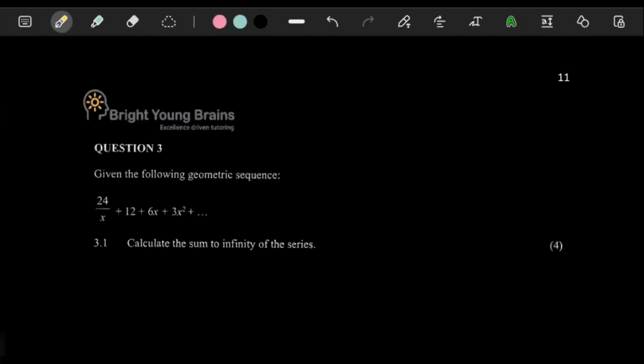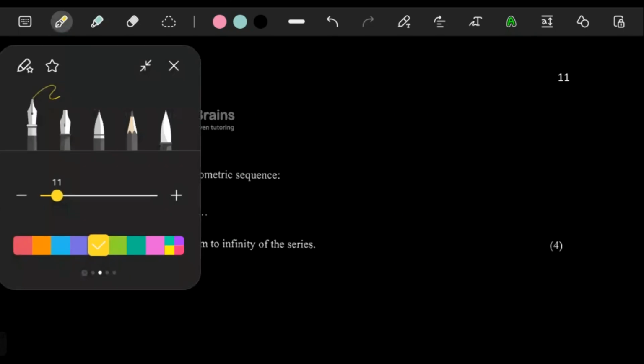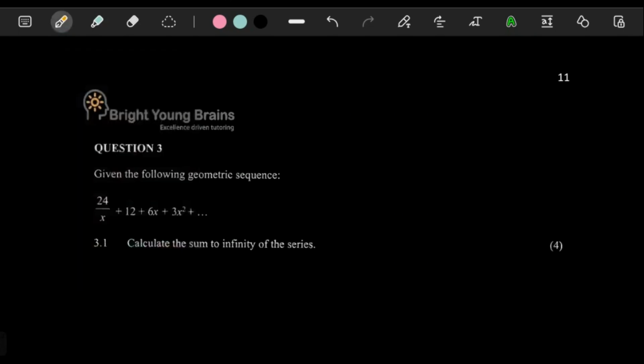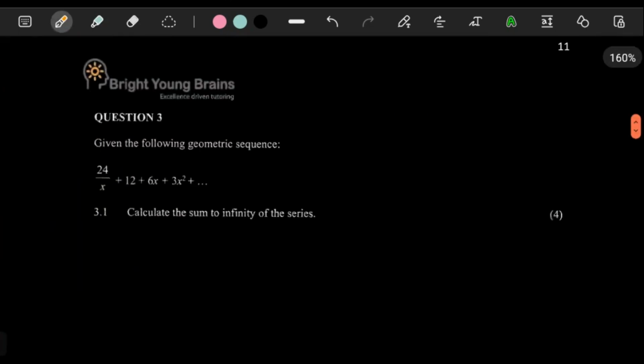Question number 3 says the following. Given the following geometric sequence, right? So they told us it's geometric, so I guess that's already something blunt and straightforward to keep in mind. It's a geometric series, geometric sequence, as they said. It's really not a big deal.